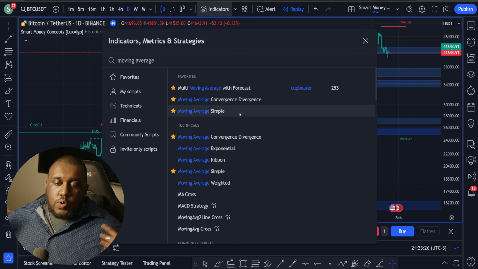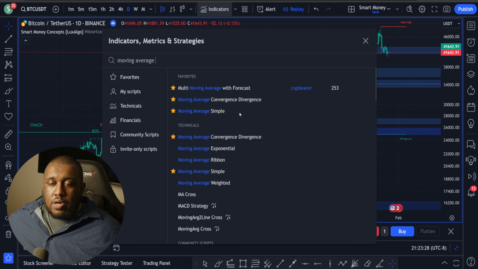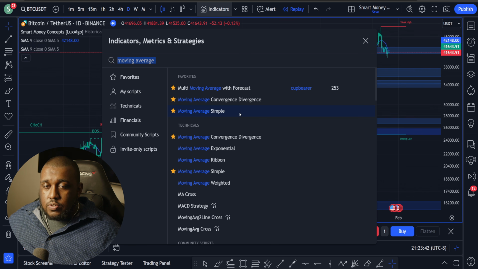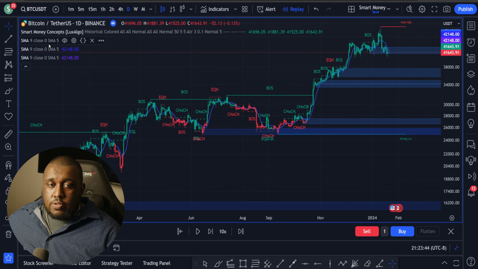simple. For whatever reason, they changed the name of their moving average on TradingView. It's no longer moving average. It's now called moving average simple. I don't know why they did it. I truly love just having a moving average. But anyway, I want you guys to click on this 3 separate times. 1, 2, 3. Let's do this fast.